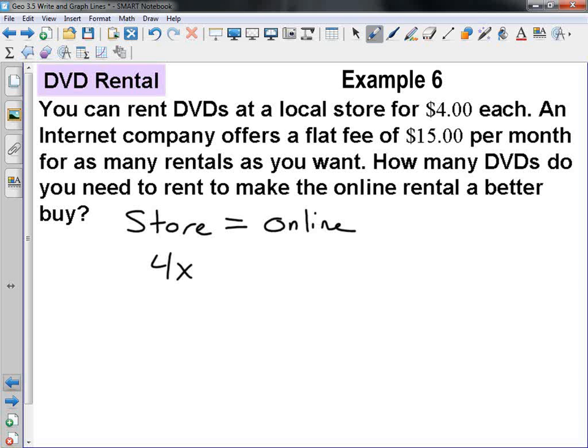So we're going to say this is 4x. We're not putting away our stuff yet. 4x, I don't know how many I'm going to rent yet. That's going to be equal to, how much does it cost online? Now, are there any y's in here? I only see an x, which means since I only have one variable, I can solve for this. I want to get x by itself. What do I need to do?